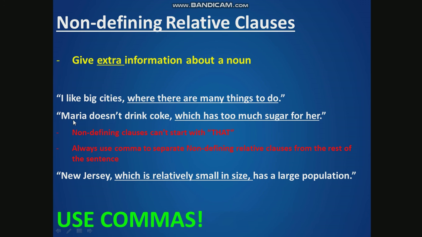Okay, Maria doesn't drink Coke, which has too much sugar for her. Here, we could put a period here. We could end this. And it makes sense. It has context. It has meaning. Maria doesn't drink Coke. This, which has too much sugar for her, is extra information. Okay. And the most important thing is, with non-defining relative clauses, we use commas. Here we put a comma. Here we put a comma.